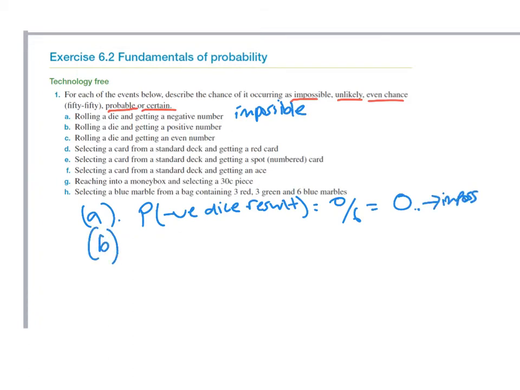Question B is rolling a dice and getting a positive number. So probability of positive. All the sample space of a dice is 1 to 6. They're all positive, so 6 out of 6, which is 1. Okay, so that one there is certain.